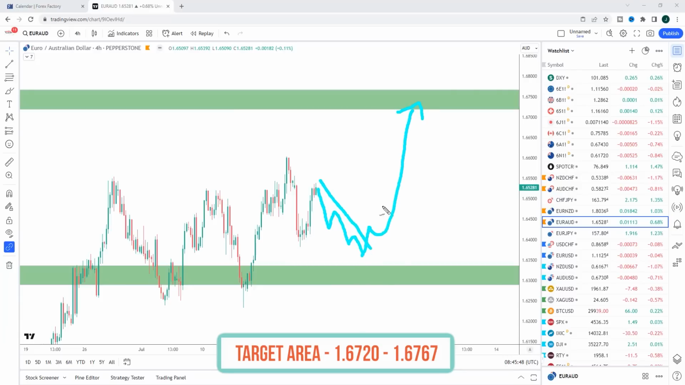And of course, if we don't break out, say we just trend down and we correct all the way into the 1.630, this is the second area you can look for a near-term bounce in EurAusd.